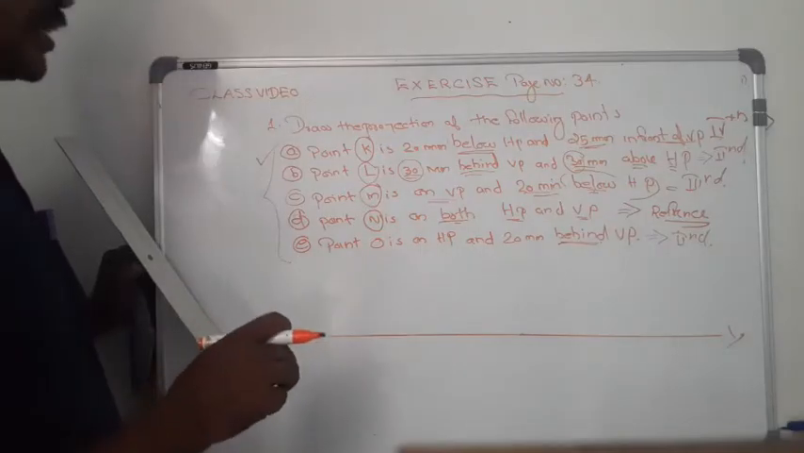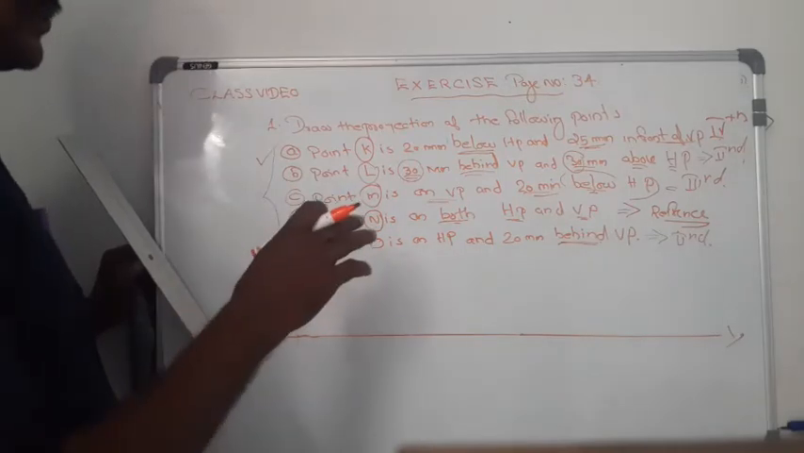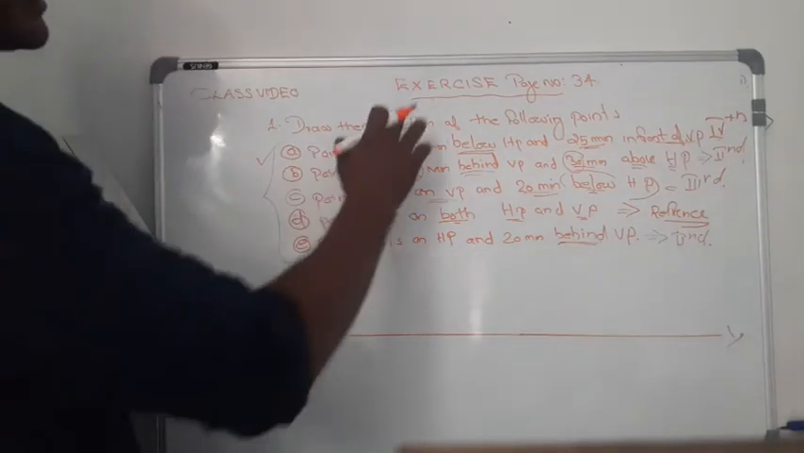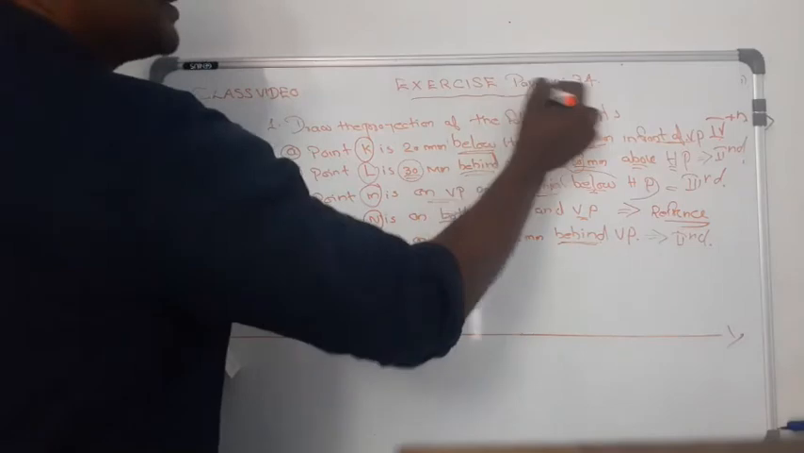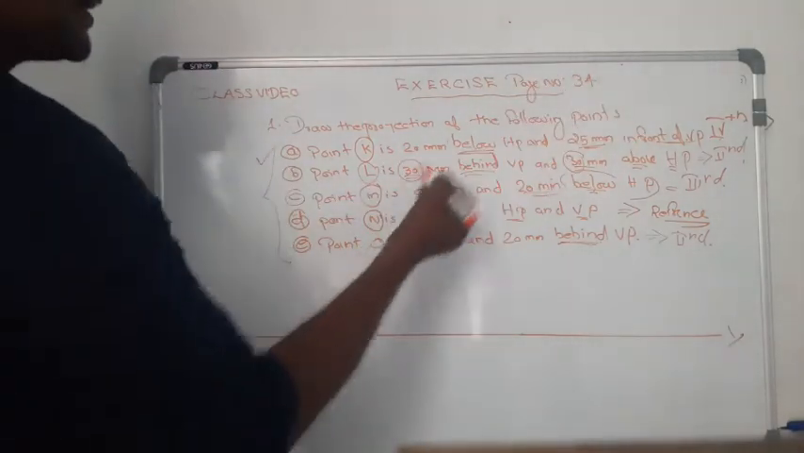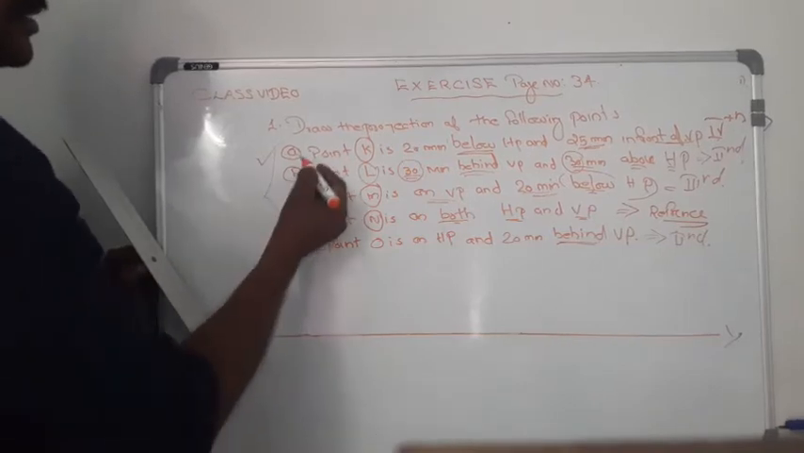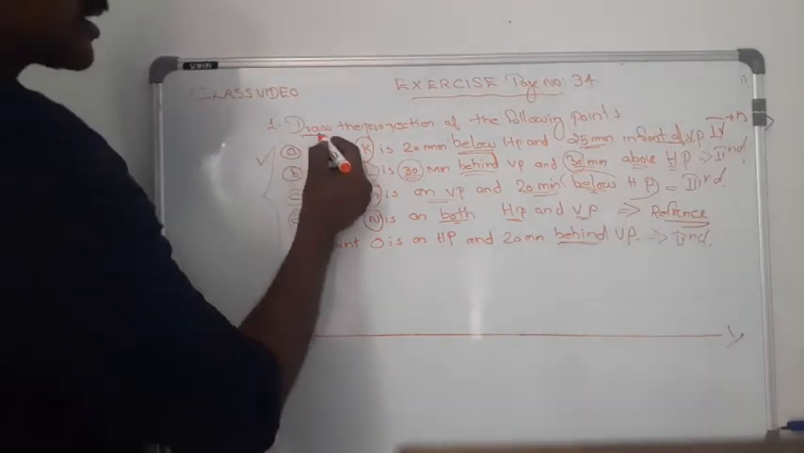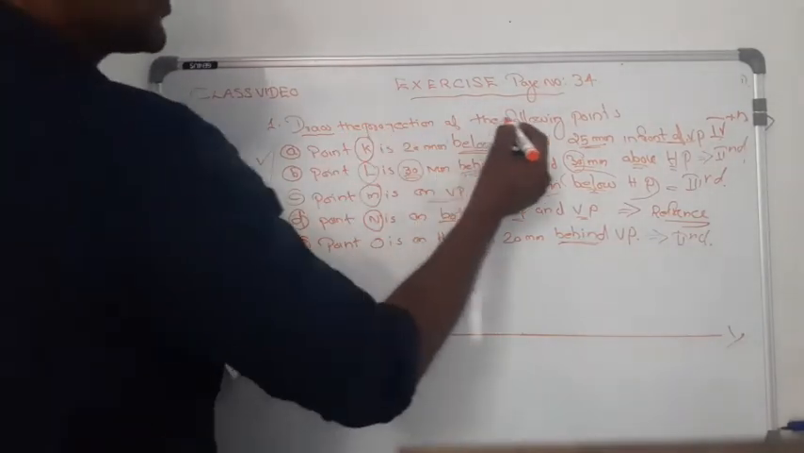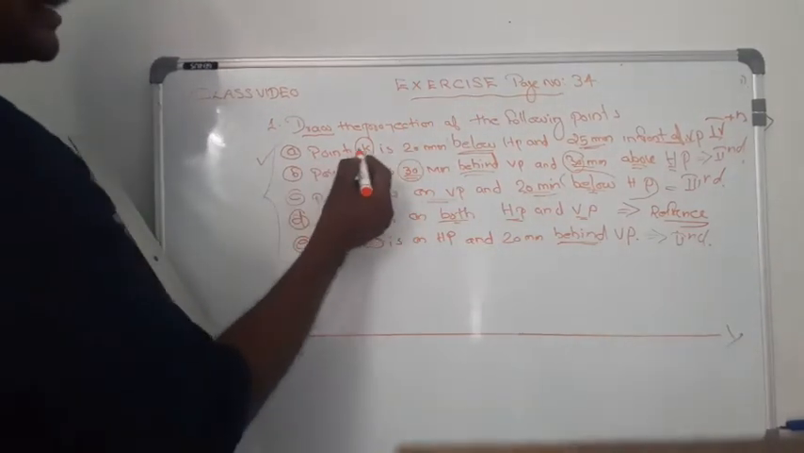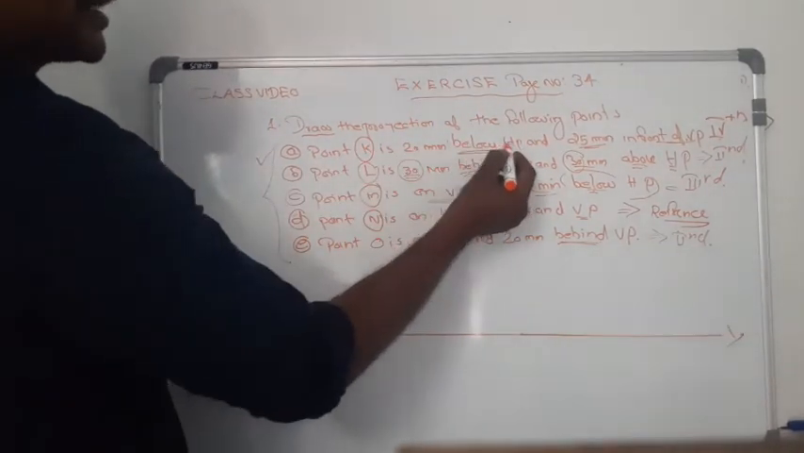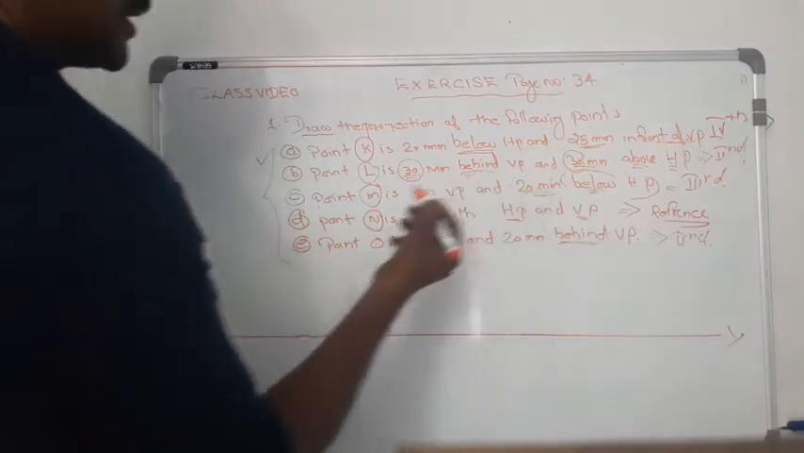Dear students, in this class we are going to discuss the exercise on page number 34. On page number 34, there are 5 questions. The heading is: draw the projection of the following points. First one, point K is 20 mm below HP and 25 mm in front of VP.